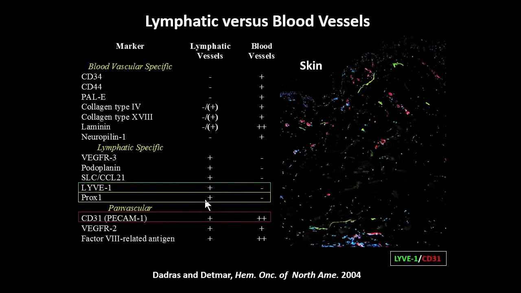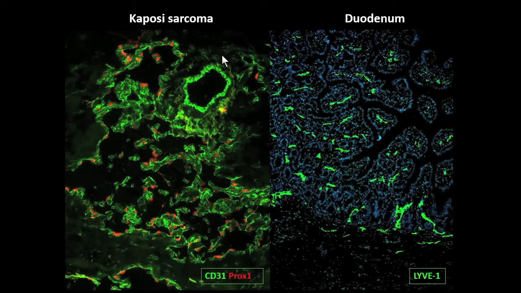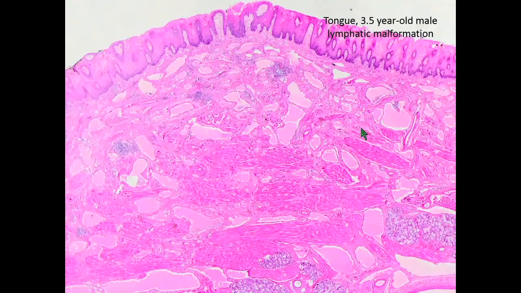And I wanted to talk to you about PROX1 more specifically. So this is a section that we performed in the lab, immunofluorescence, looking at Kaposi sarcoma. You can see that PROX1 specifically stains the nuclei of the tumor cells. And of course, LYVE-1 shown here in green, this is just a normal unremarkable human duodenal section showing numerous lymphatic capillaries or sacs in the lamina propria.